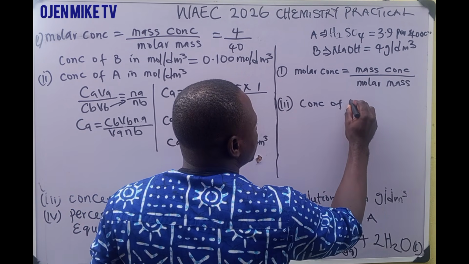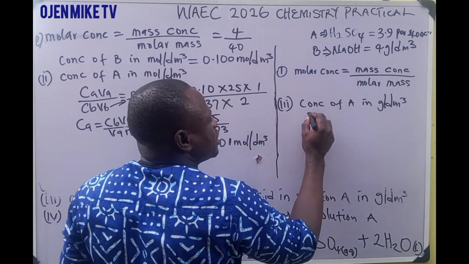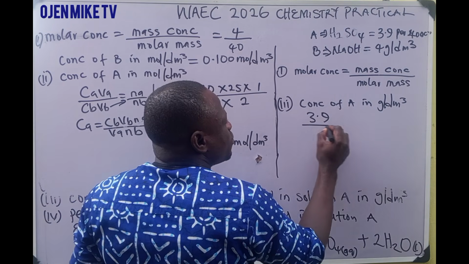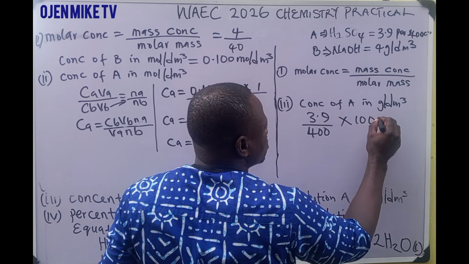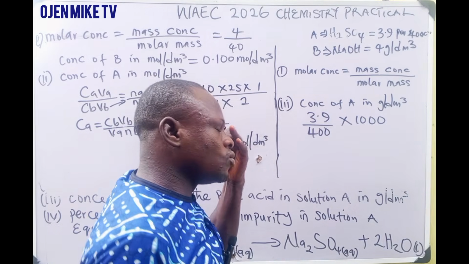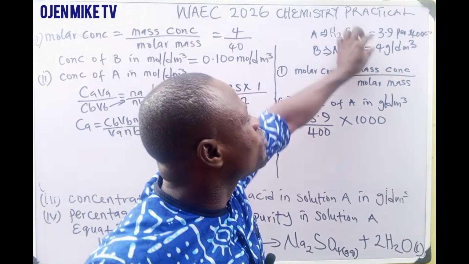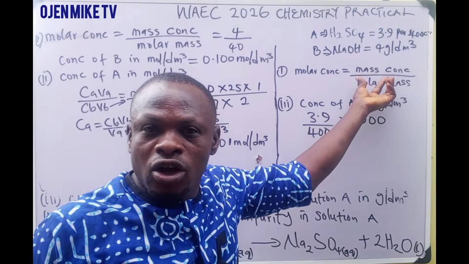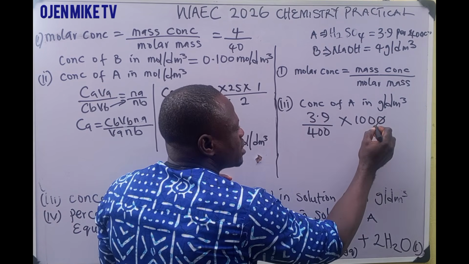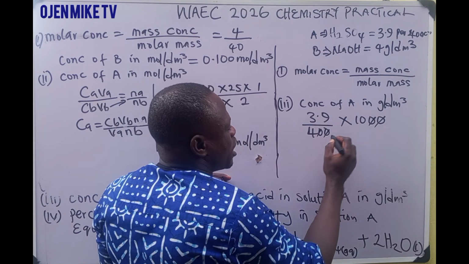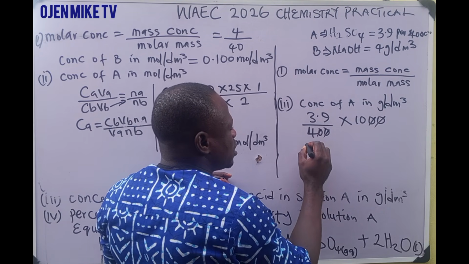You say III: the concentration of A in grams per dm cubed. What you simply do is 3.9 divided by 400, and we have to change it, so multiply by 1000. This is how to calculate your concentration in grams per dm cubed when the question is given in cm cubed. Don't go and use this formula. Do you understand? So at the end, if you divide this one, cancel here, cancel here, cancel here, we have 3.9 times 10 divided by 4. At the end, what do we have?